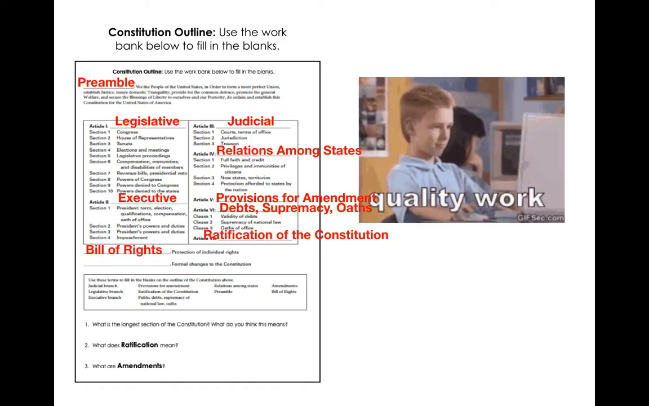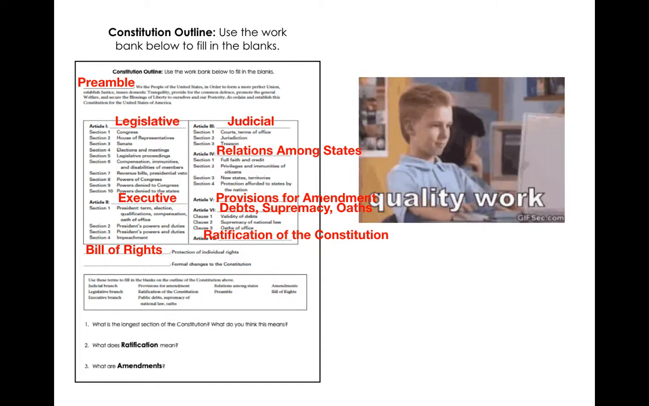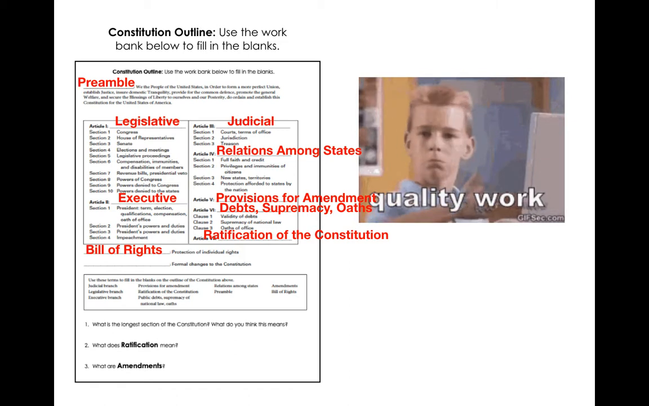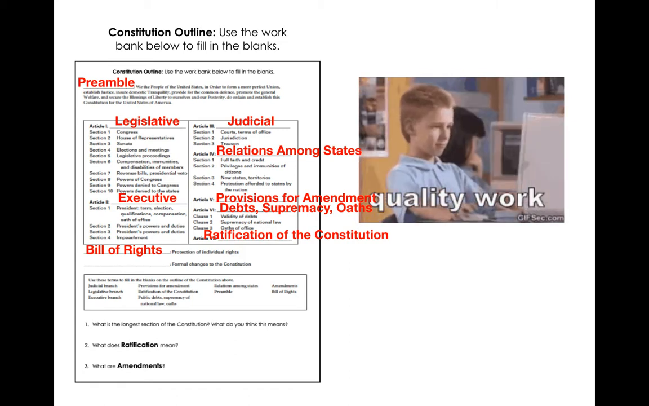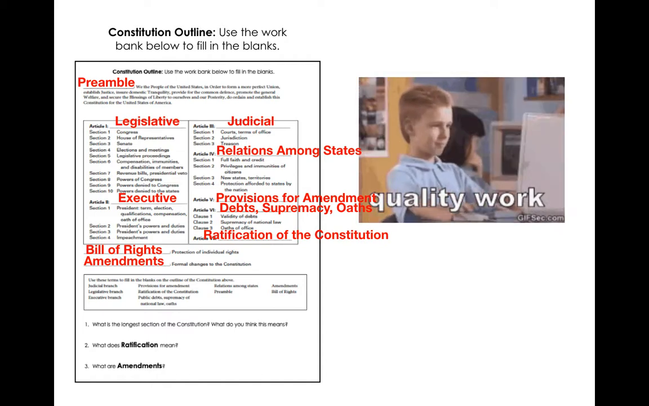Then we have the first 10 amendments of the Constitution, which is the Bill of Rights, which protects individual rights against the federal government. And then we have 17 more amendments, which are formal changes to the Constitution.